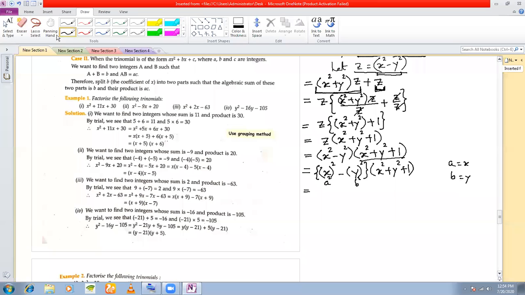So now they can be broken up as a plus b into a minus b. So this is a plus b into a minus b, and this will remain as it is, x square plus y square plus 1. So clearly now nothing can be done. Okay, so this has been broken up into three factors: first, second, third. No question?